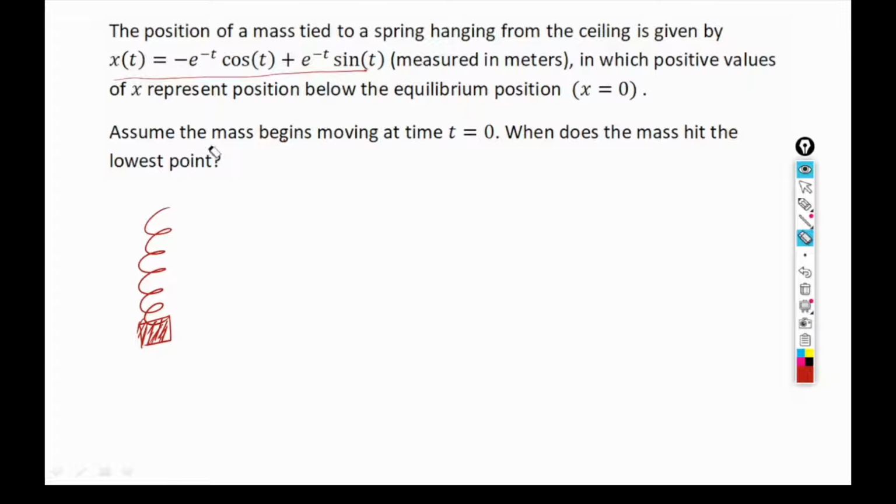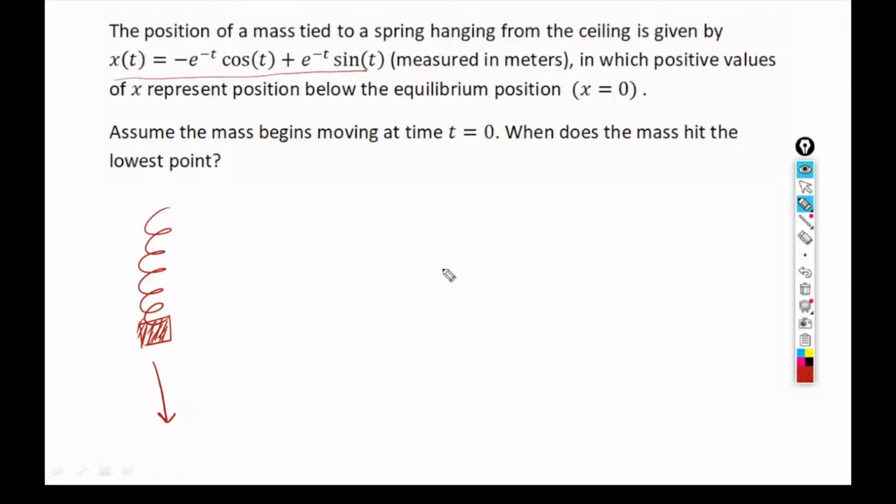Assume that mass begins moving at time t is equals to 0. When does the mass hit the lowest point? What is the lowest point? So the lowest point is the point where the mass reaches the maximum down.